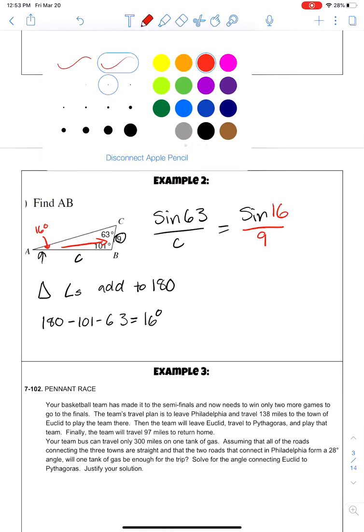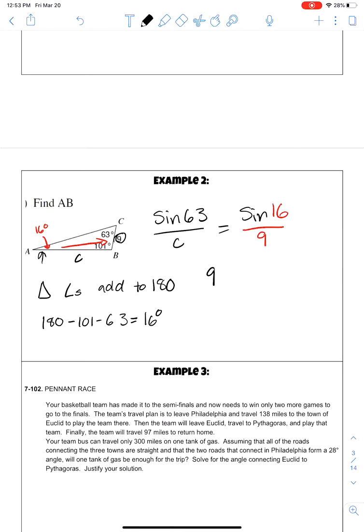So when we do this, we're going to get 9 times the sine of 63 is going to be equal to C times the sine of 16. Plug that into your calculator. We're going to divide by the sine of 16, divide by the sine of 16, and we get that C is about 29.1 after rounding units. Again, this is a side measure.